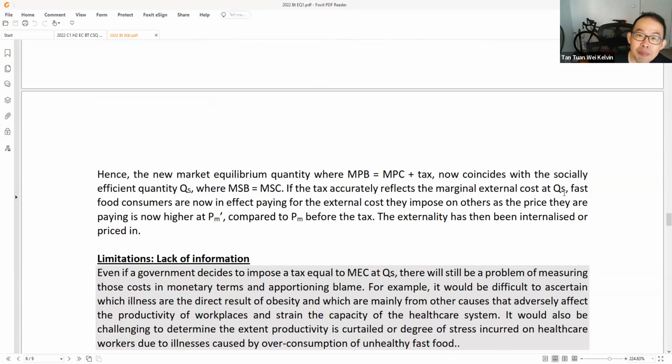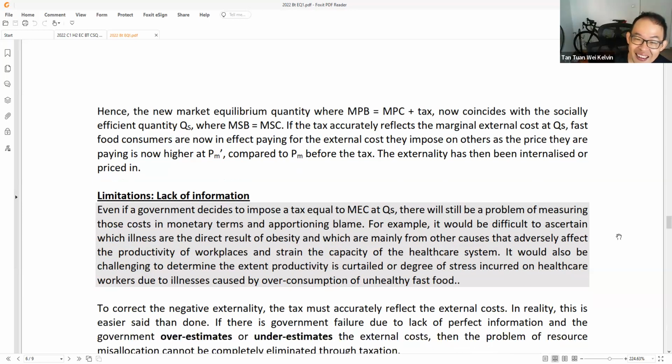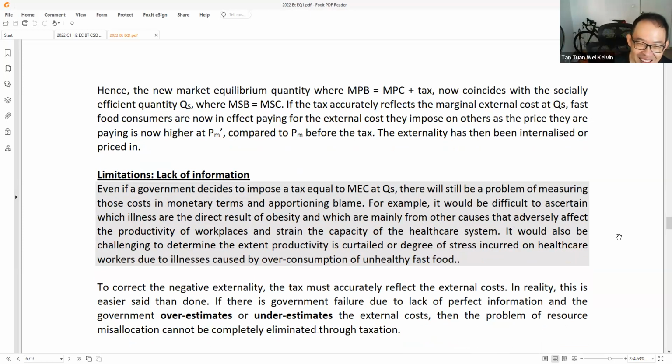So for the limitation, I encourage students, if you can, give an example of the imperfect information from the government side of knowing the MEC, that is somehow linked to fast food. Try not to just say the government doesn't have the correct information. So you read the answer.